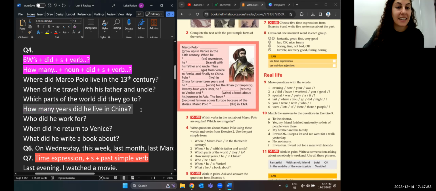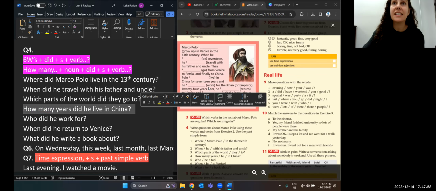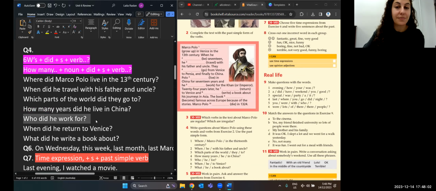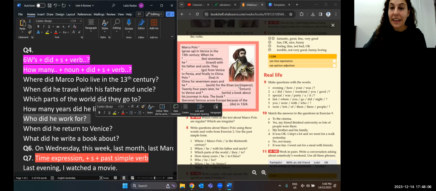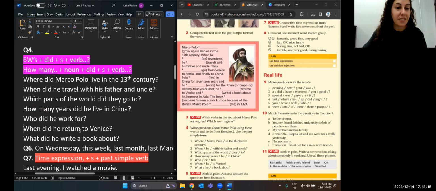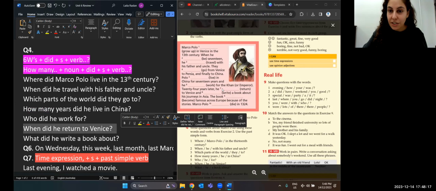How many years did he live in China? He lived in China for 17 years. Yeah. Who did he work for? So full sentences. He worked for the emperor or the Khan. So he worked for the emperor. When did he return to Venice? He returned to Venice 24 years later.